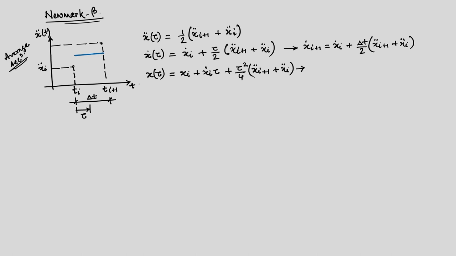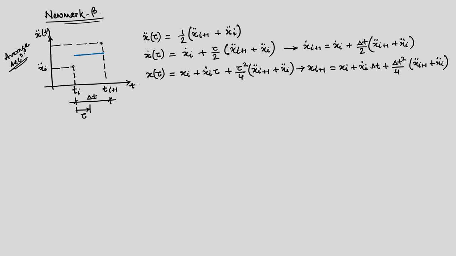Similarly, in this expression, if we put delta t in place of tau, what will we get? x i plus 1 is equal to x i plus x i dot times delta t plus delta t square divided by 4 times x i plus 1 double dot plus x i double dot. So, that is the average acceleration method.